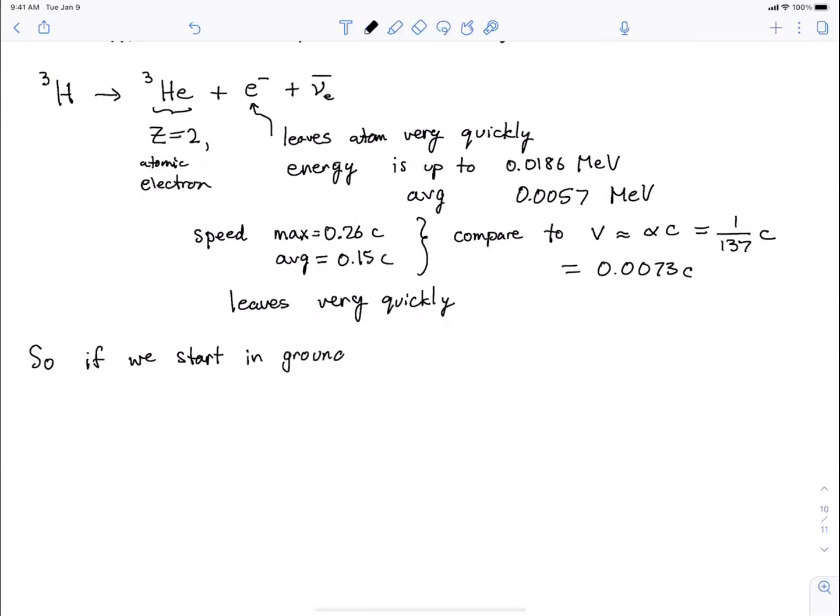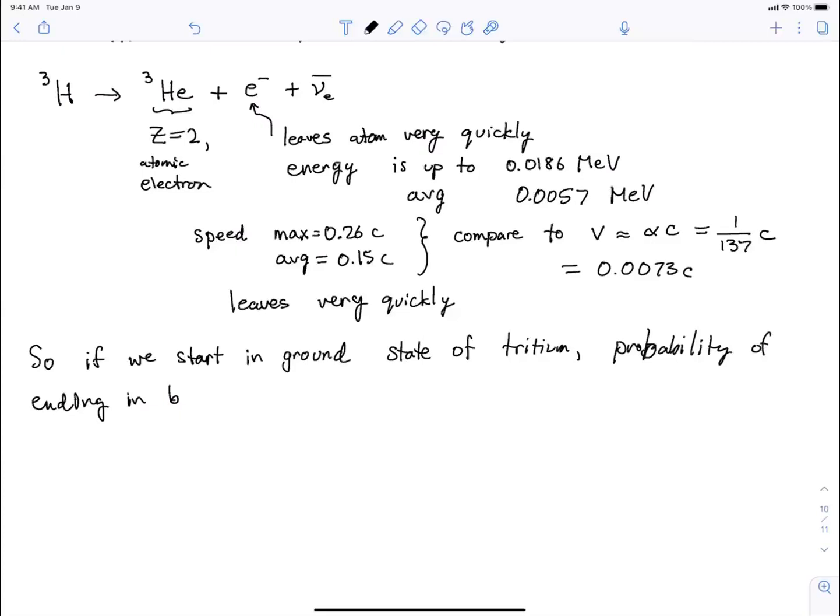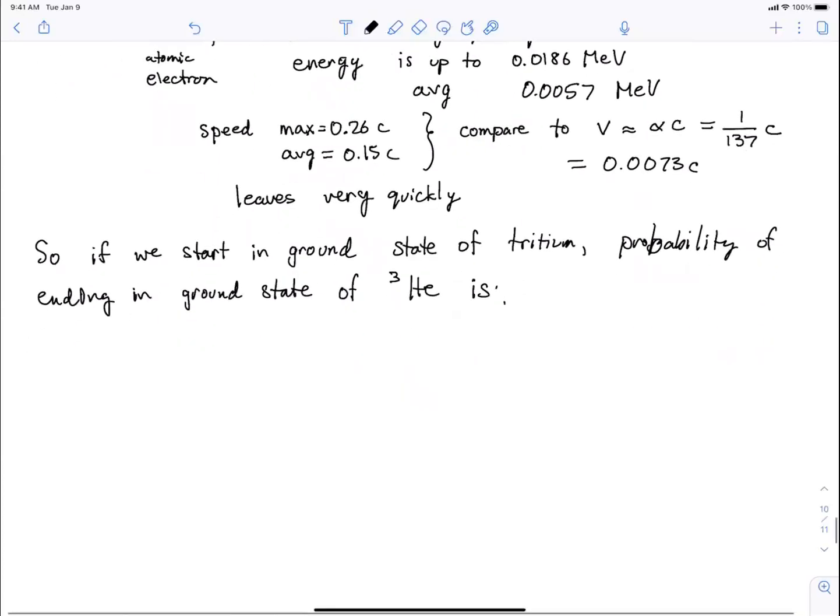Okay, and so if we start in the ground state of tritium, and we ask what's the probability of ending up in the ground state of 3 helium, that we get by just using the sudden approximation, which means we take a matrix element squared.